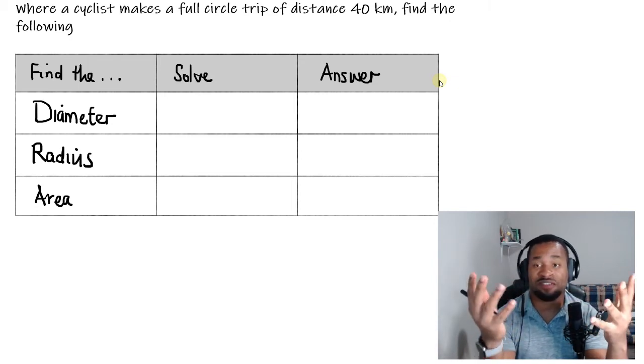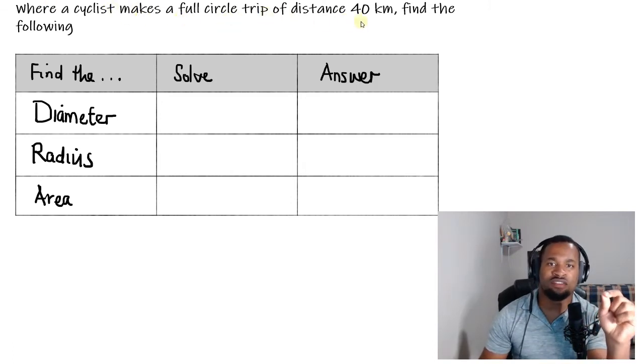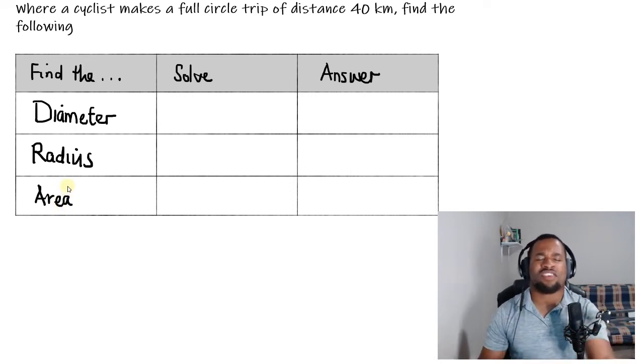Given the circumference as shown in this question, which says that a cyclist makes a full circle trip of distance 40 kilometers, find the following. You're asked to determine 1, the diameter, 2, the radius, and finally, the area. What are the math skills that you need in order to determine not only the diameter and the radius, but also the area?